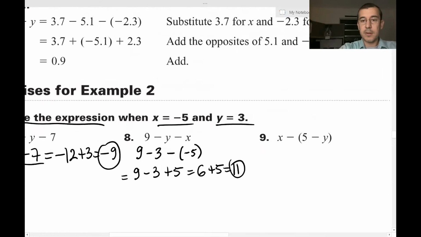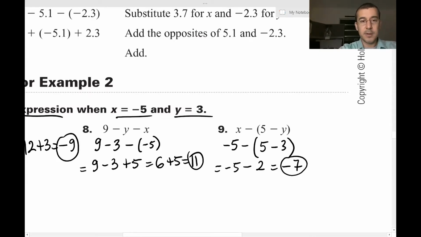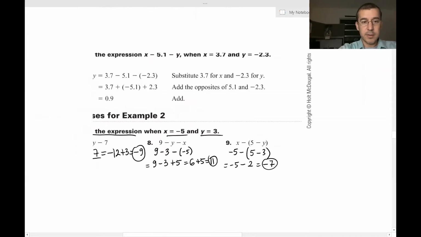Okay. Number 9, we have x, which is minus 5, and then minus, in parentheses, we have 5 minus y is 3. Or this is minus 5, and then minus 5 minus 3 is 2. Or this is minus 5 and minus 2 is minus 7. We're adding up two negative numbers. Yeah, that was number 9.